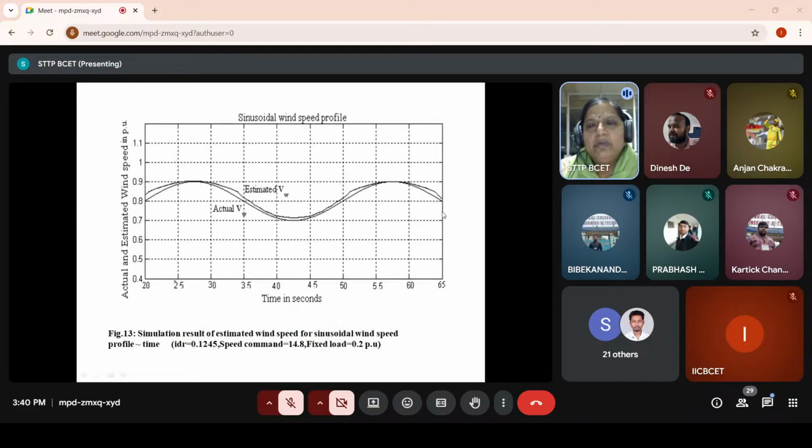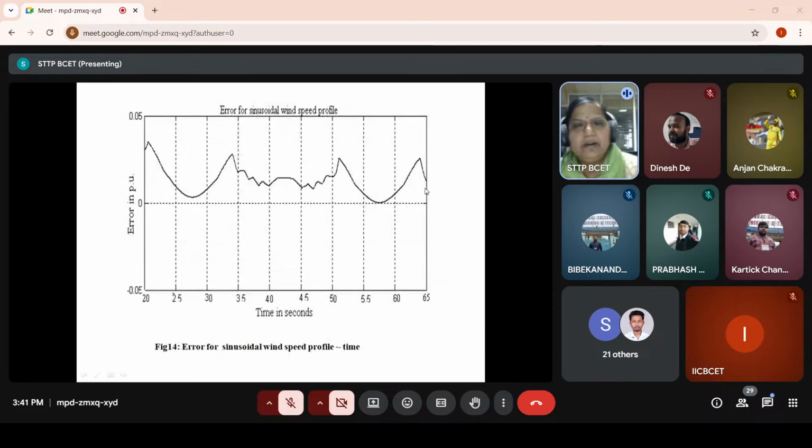Now we have another wind speed profile, that is a sinusoidal wind speed profile, where we are assuming that the wind speed is following a sinusoidal profile. So you can find 0.8 to 0.9, then 0.7, then again 0.9. So this is the actual one, and this is the estimated one. Somewhere it is matching, and somewhere it is giving a small error.